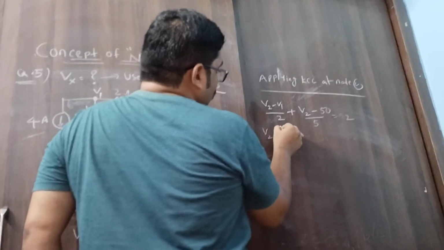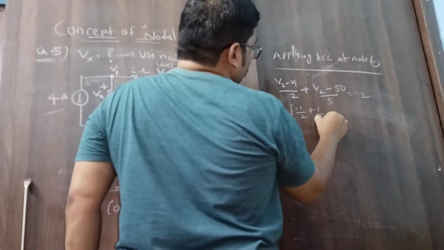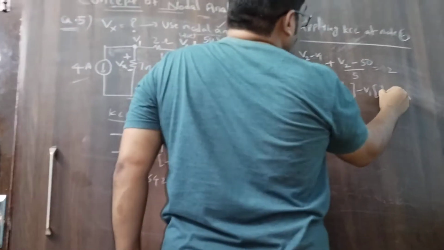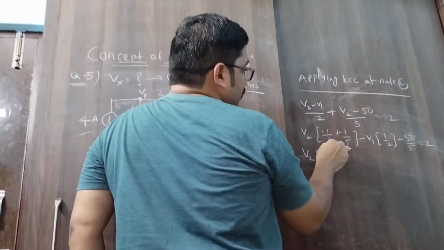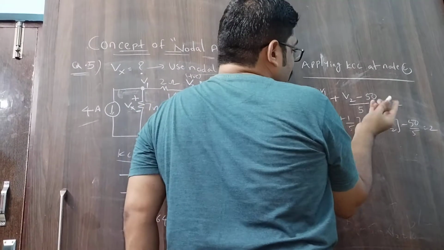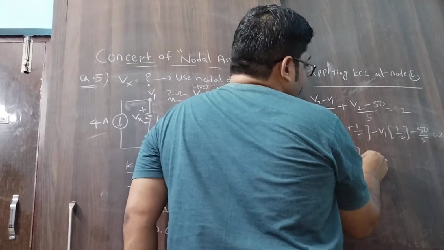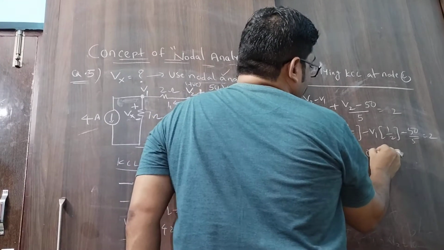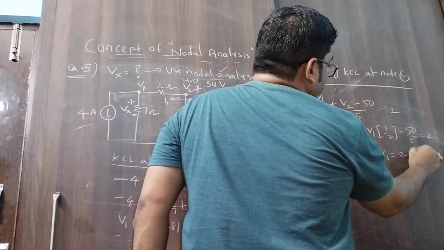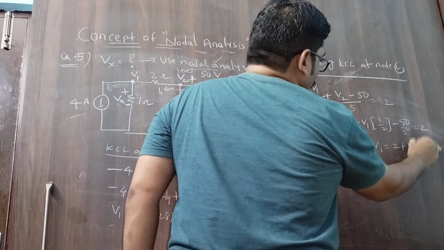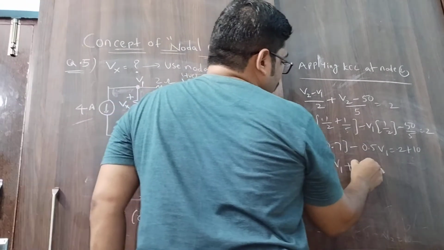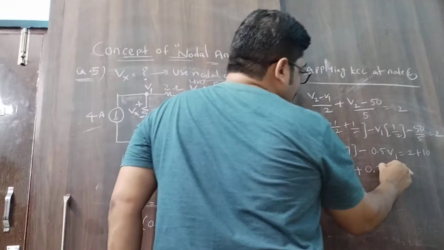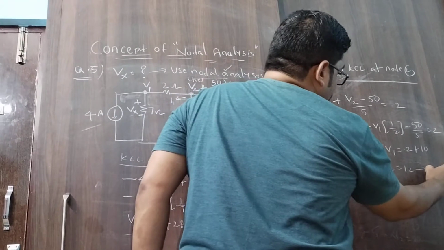Now take V2 common: V2 into (1 by 2 plus 1 by 5) minus V1 into 1 by 2, minus 50 by 5, is equal to 2. So 1 by 2 is 0.5 and 1 by 5 is 0.2, so 0.7 V2 minus 0.5 V1 is equal to 2 plus 10. While writing the equation, minus 0.5 V1 plus 0.7 V2 is equal to 12. This is equation number 2.